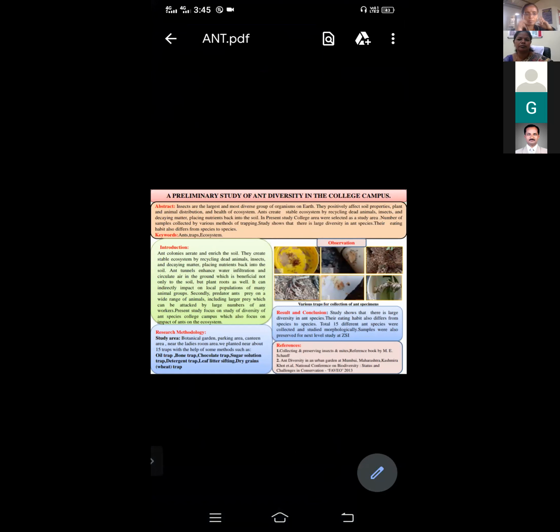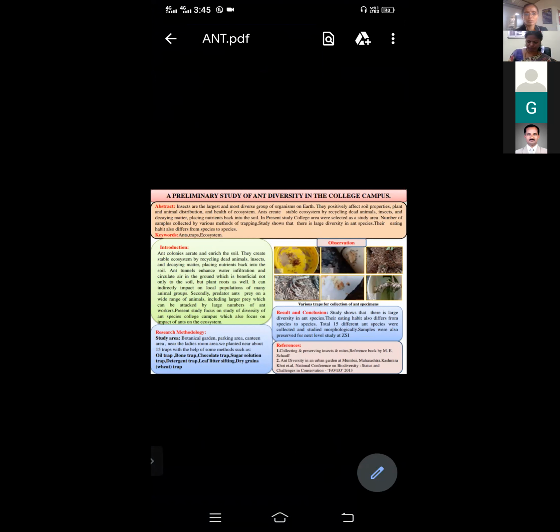I am Gautami Gaikwad, a student of Rajeshri Chhatrapati Shahu College, Kolhapur. I am presenting the poster on a preliminary study of ant diversity in the college campus area. We selected this topic to collect the variety of species and identify them.